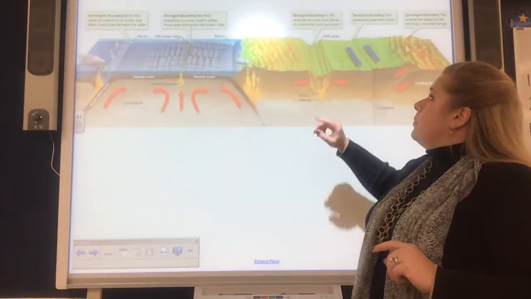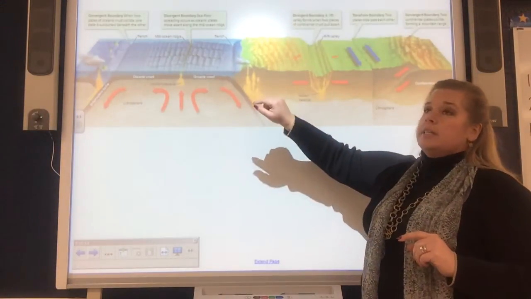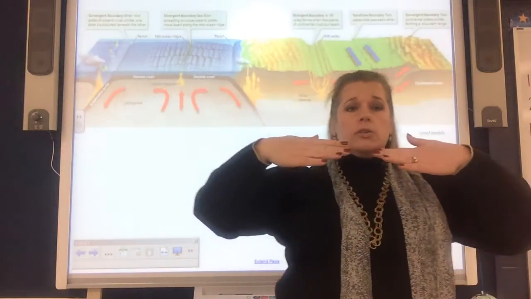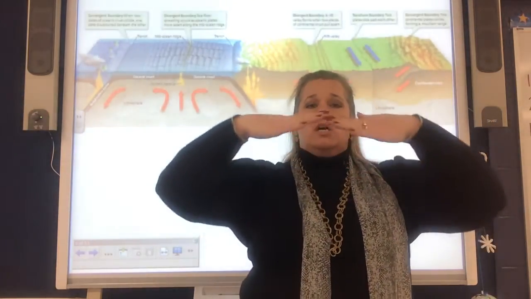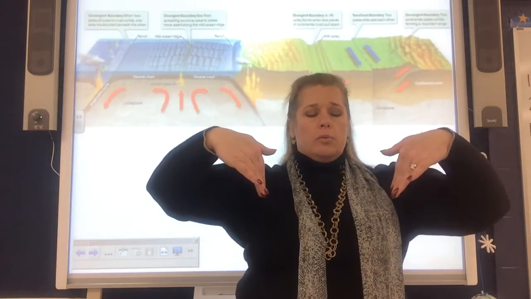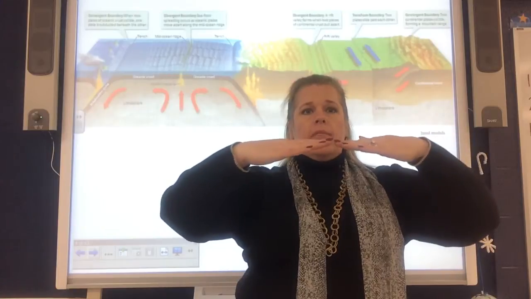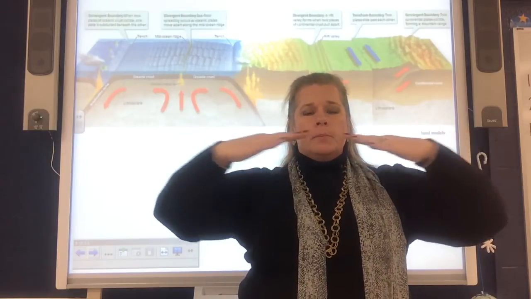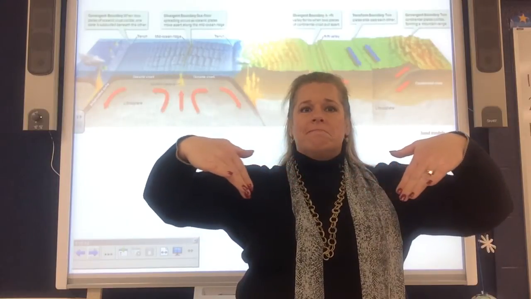The third boundary type is again continent and continent, and this boundary here forms a rift valley. So we take our two continental plates, we diverge them so they come apart, and they make a rift valley. So again, they're diverging and making a rift valley. Are you doing that with me?